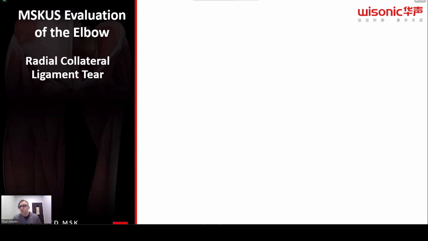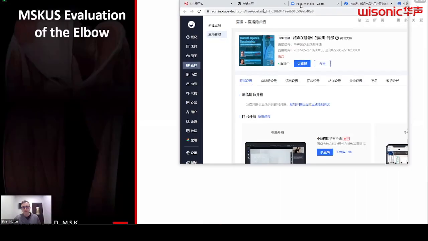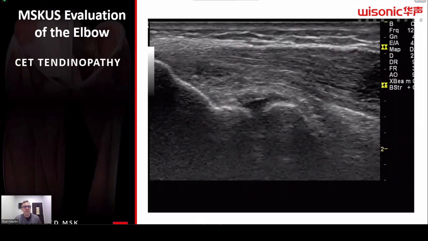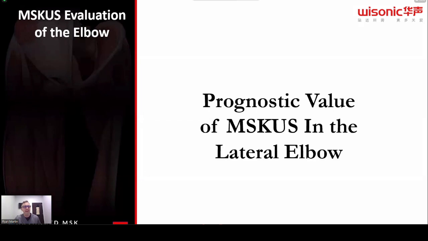So now let's look at the radial collateral ligament tears. Oh no, it's not going to show up. So I have another picture of it.